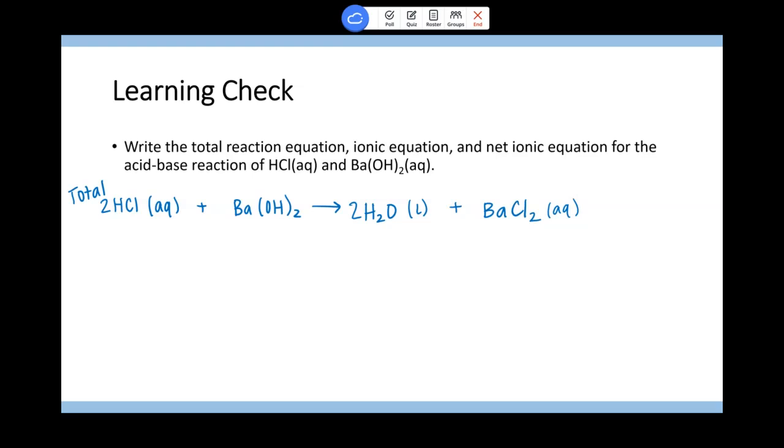So I went through that kind of fast. We talked about balancing equations Wednesday. If this is too fast, then I recommend going through and writing out every atom like we've done in the past. So HCl, we have 2 hydrogens, 2 chlorines. Barium hydroxide, we have 1 barium, 2 OH minus ions. Do that for each molecule and make sure you have the same atoms on either side.